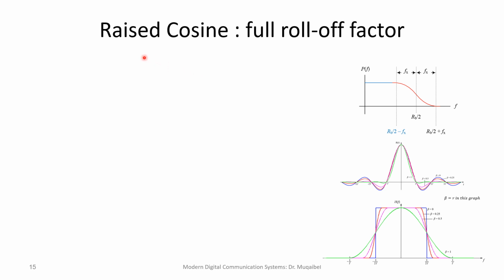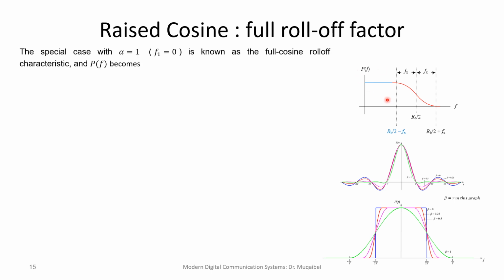Now consider the extreme case of full rolloff factor raised cosine. Raised cosine itself is a family of curves. As you can see here, all these colors are part of the family, but with different values of excess bandwidth or different values of rolloff factor beta or R. So in this slide, we consider the full rolloff factor raised cosine, where we extend the bandwidth to the maximum.